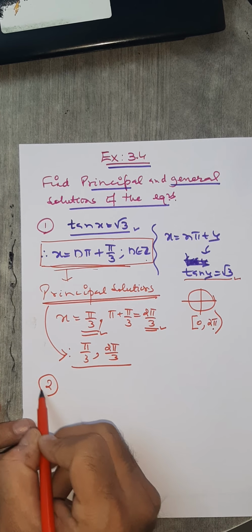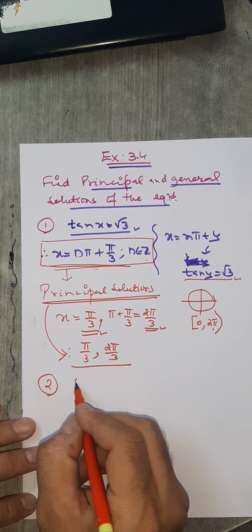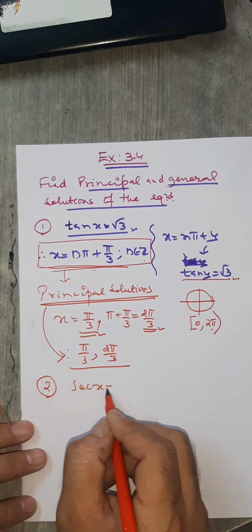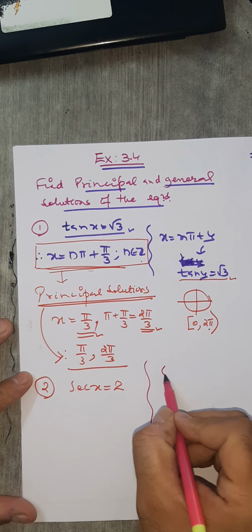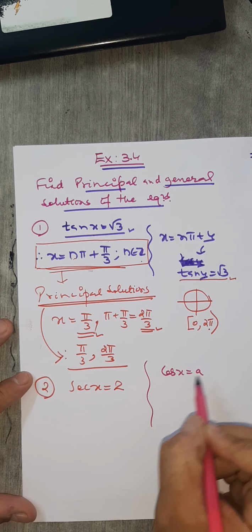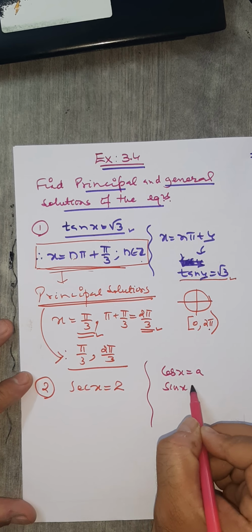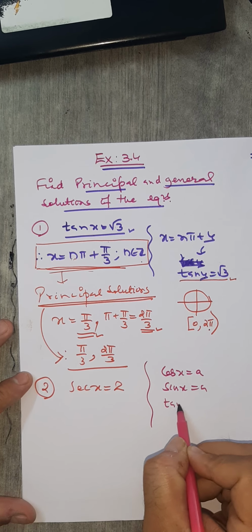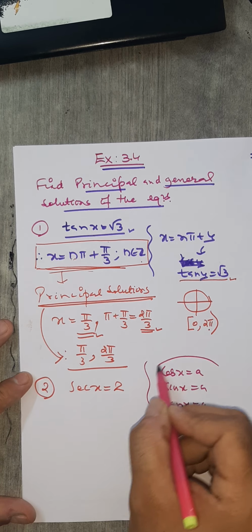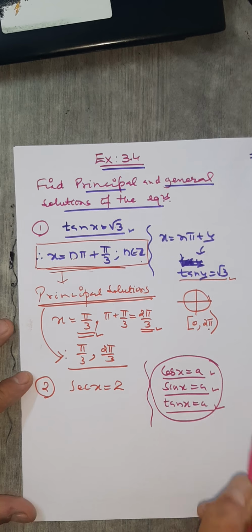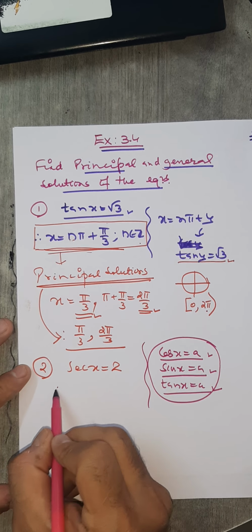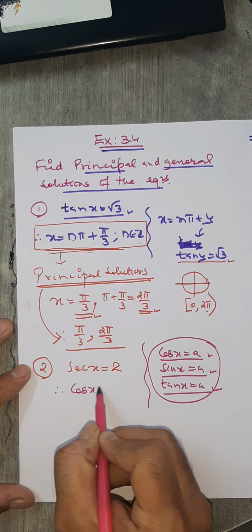Question number 2. I have here sec x equals 2. Now we don't have a formula for sec, remember. We have only these three formulas: cos x equals a, sin x equals a, and tan x equals a. Every time your question should be in one of these forms. So immediately you can write cos x equals how much?